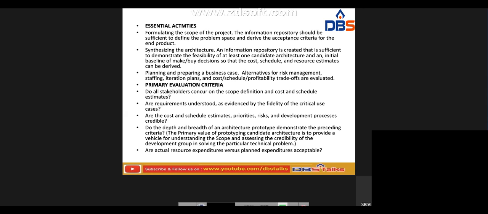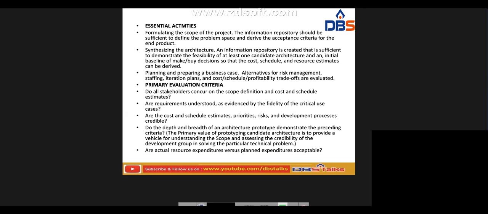And the next one, synthesize the architecture of the information. An information repository is created that is sufficient for the processing, okay. The next one is to demonstrate the feasibility of at least one candidate architecture and an initial baseline of make-or-buy decisions, so that the cost, schedule and resource estimates can be derived.